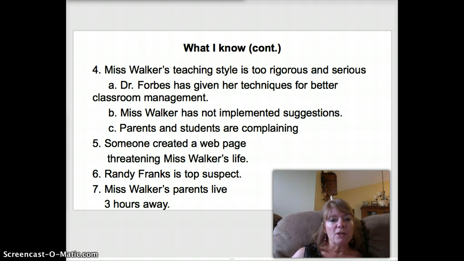Someone created a web page threatening Miss Walker's life, whether it's serious or a joke, we don't know. Miss Walker suspects a student named Randy Franks because he's tech savvy and has a grudge against her. Miss Walker's parents live 3 hours away. That's significant because she went to spend the night there the night after this threat happened. And so actually my first thought was, do I need to get a sub for the next morning? How is she going to get to work on time? I don't know.